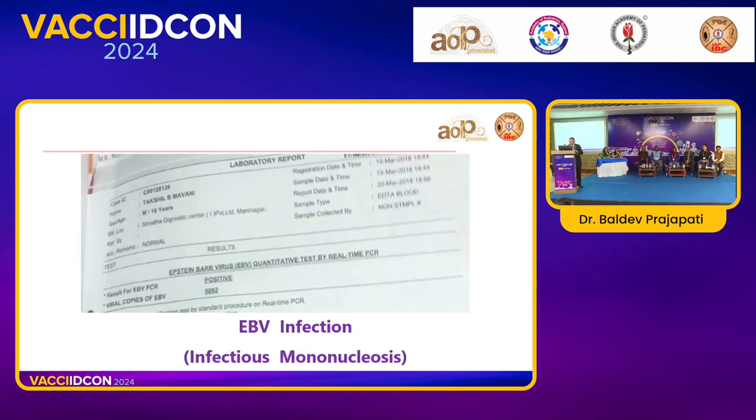Can you inform me the time? This was later on somehow. First time it was negative. I don't know why it was done or not properly. But the PCR for the EBV virus was positive, and that was the case of infectious mononucleosis. Last case, and only, I would say, less than 2 to 3 minutes. Very short case.